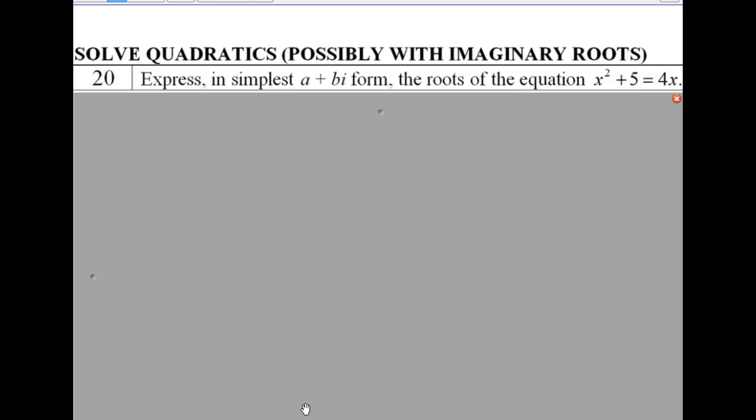Think about what that means about the discriminant if i is in the answer. Hopefully you recognize that means the discriminant is a negative value. So on your paper, let's write down the quadratic formula. Then play the recording when you've got it written down.